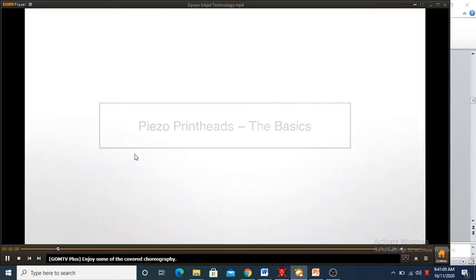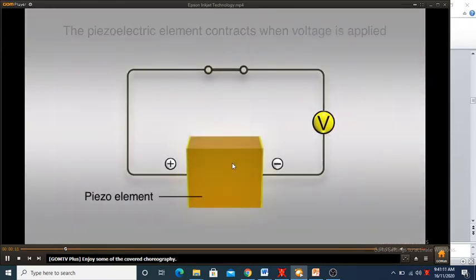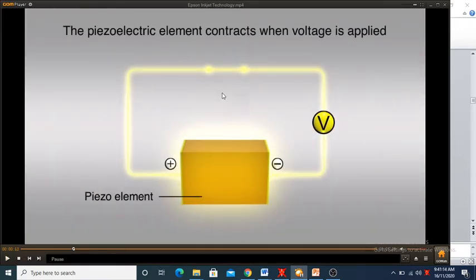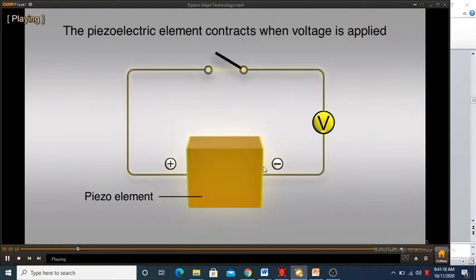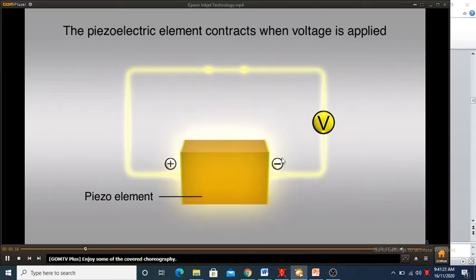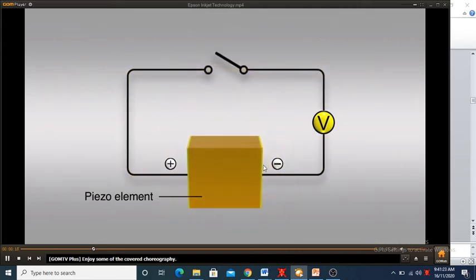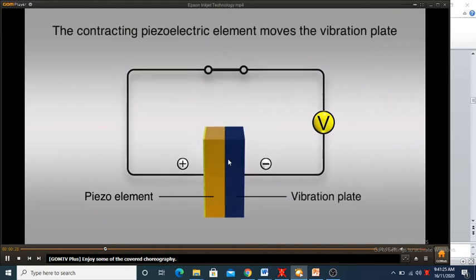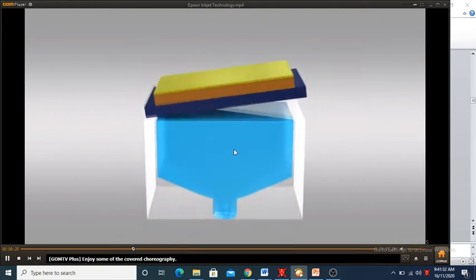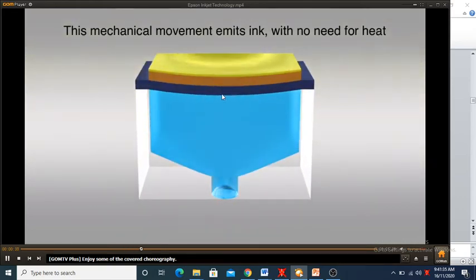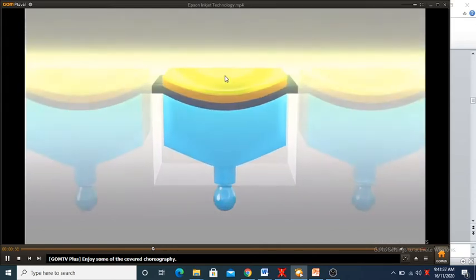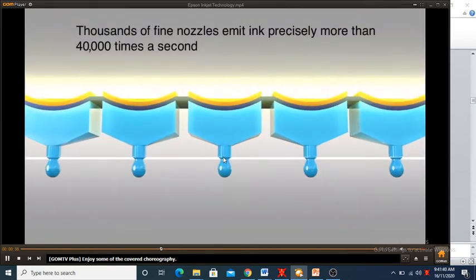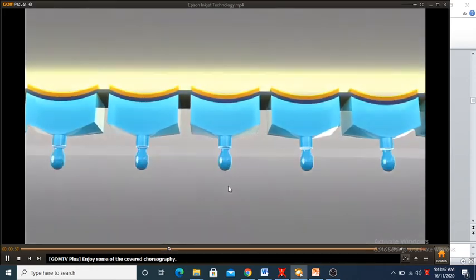So it uses the piezo print heads. So here we are able to see the piezoelectric crystal. When connected across a voltage source, it contracts and relaxes, called vibration. A diaphragm is attached to it, called the vibration plate, which causes the ink to be pushed out. Here we are able to see, because of this continuous vibration, it expands inwards and makes the ink come out in the form of droplets.